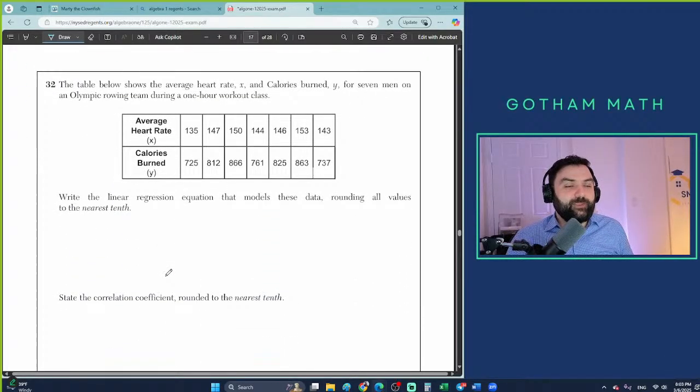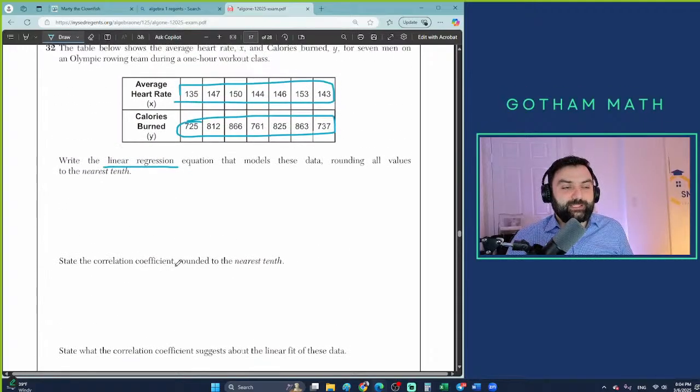Question number 32 is a 4-point classic question. What do I mean by saying classic? I see the words linear regression, and right away I know that it's a linear regression question that we all do on the calculator. On your graphing calculator, we input these values for x, these values for y, press a couple of buttons, and then it will give you the exact answer. It's the easiest 4 points that you can get.